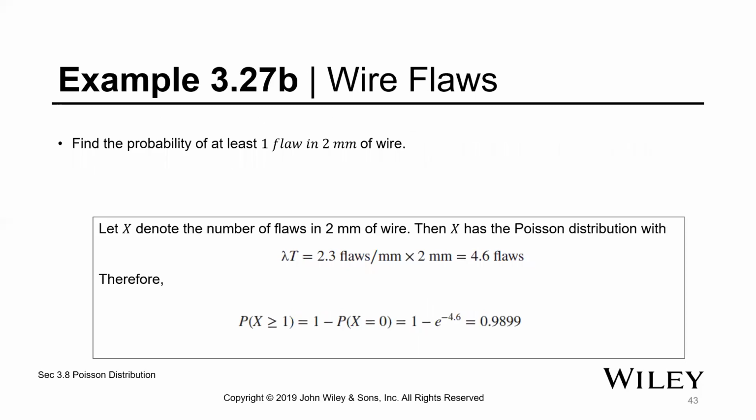So the probability of at least one flaw in 2 millimeters of wire. So 2.3 times 2 is 4.6 flaws. So probability of 1 minus probability of 0, 1 minus e to the negative 4.6 gives you 98.99%. Which makes sense because if you expect a flaw in every 2.3 millimeters, you're going to have a high probability. So my number actually makes sense given my question.